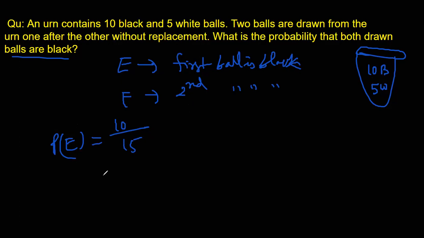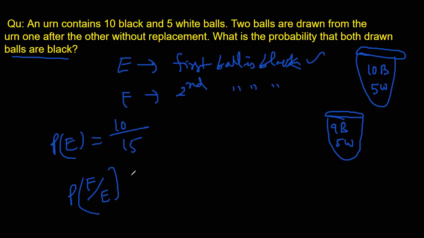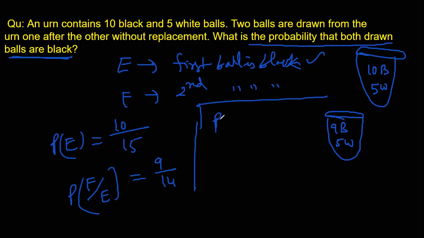And what will be the probability for the second ball? Once the first ball is drawn, my urn will look like this. I'll have 9 black here and 5 white. So P(F|E) will now be 9 by 14. So I'm asked, what is the probability that both are black? What does this mean? It means we are asked to find P(E ∩ F).